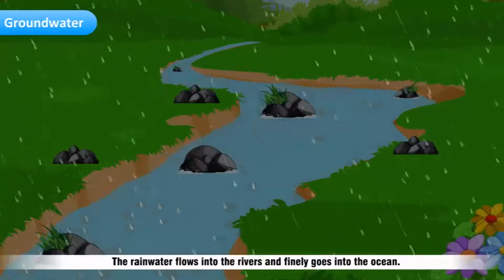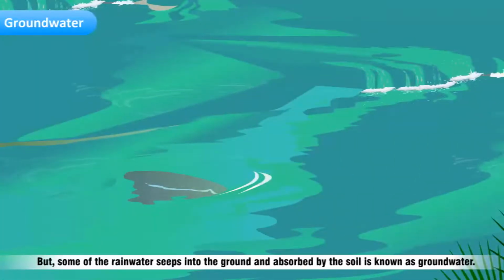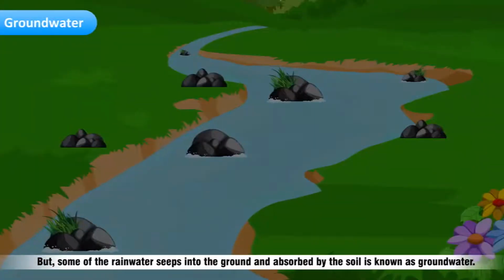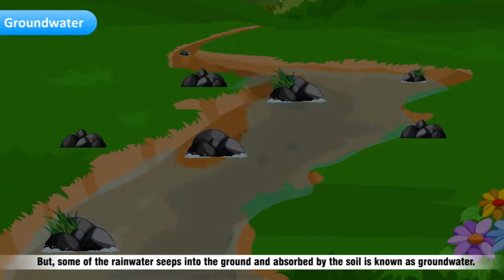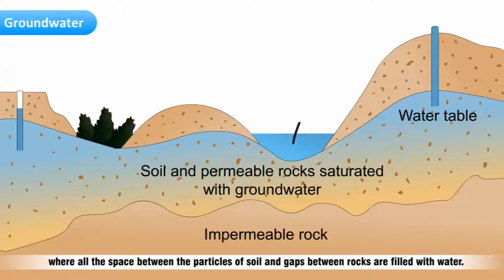Groundwater. The rainwater flows into the rivers and finally goes into the ocean. But some of the rainwater seeps into the ground and is absorbed by the soil, which is known as groundwater. The groundwater is found deeper and deeper inside the earth, where all the space between the particles of soil and gaps between rocks are filled with water.